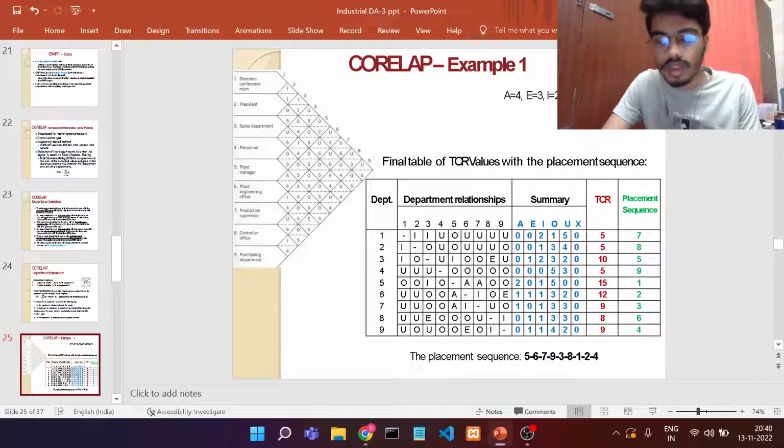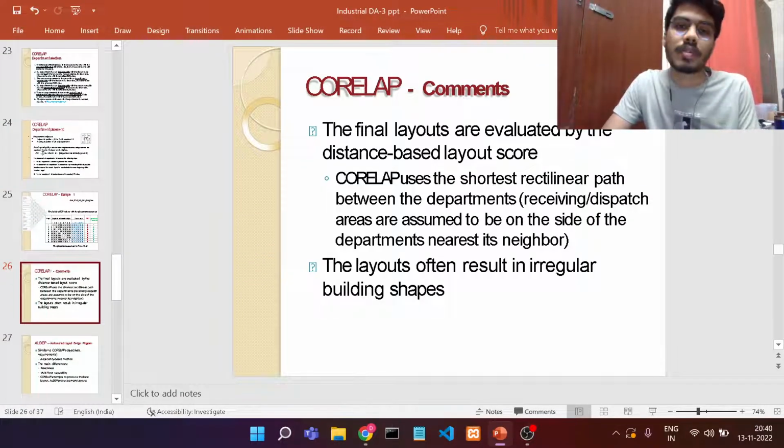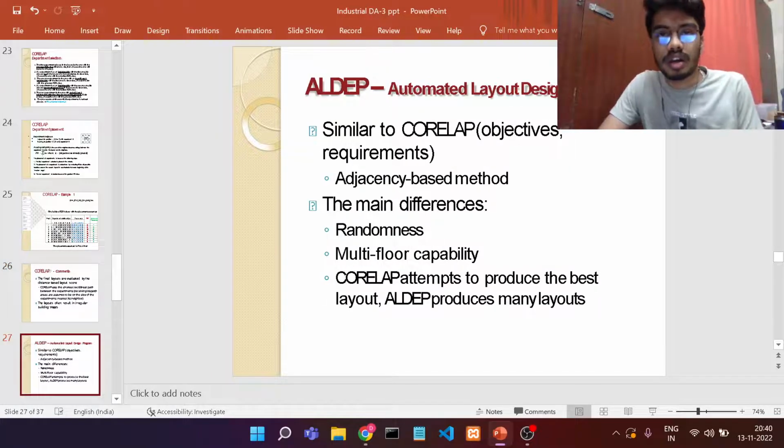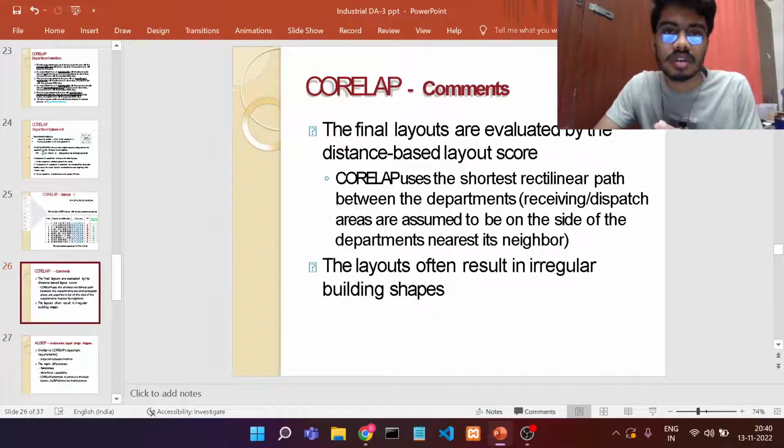Okay, now we will go to the next slide. We have some comments on the Corelap. So the final layouts are evaluated by the distance based layout score. Corelap uses the shortest selected linear path between the departments, and areas are assumed to be on the right side of the department nearest to its neighbor. The layout often results in irregular building shapes, and that's the conclusion for the Corelap.